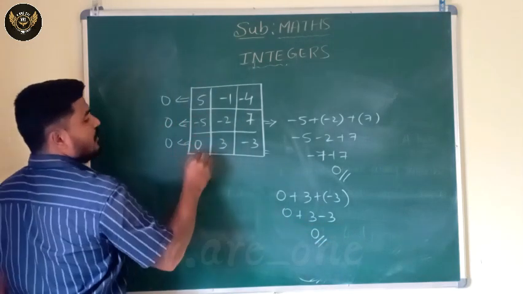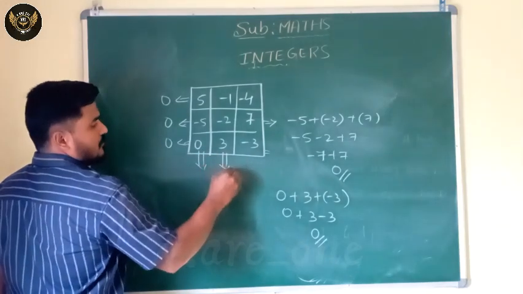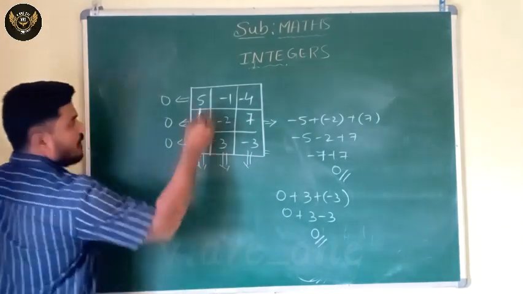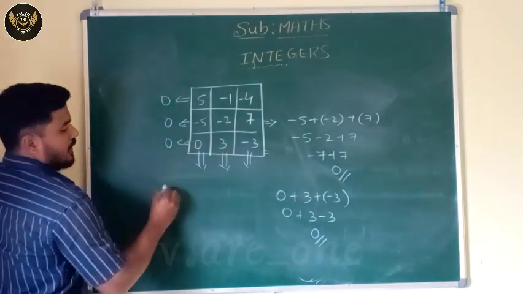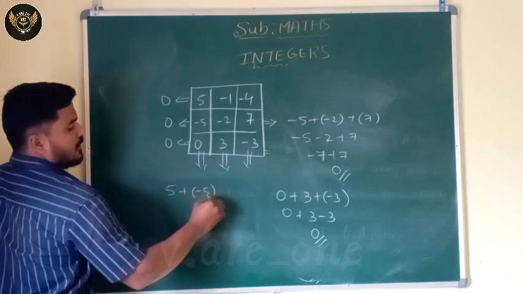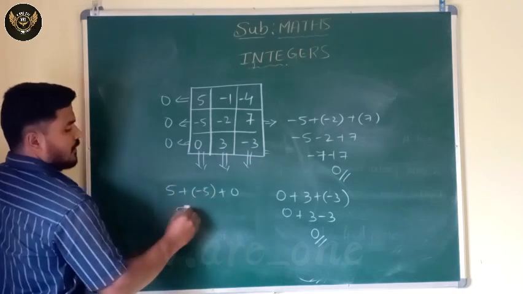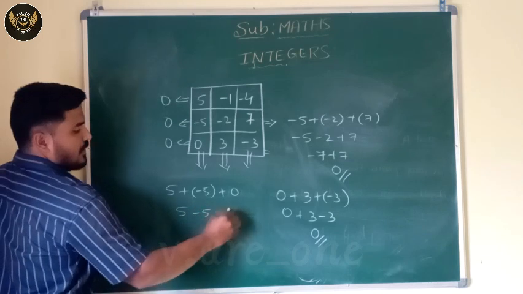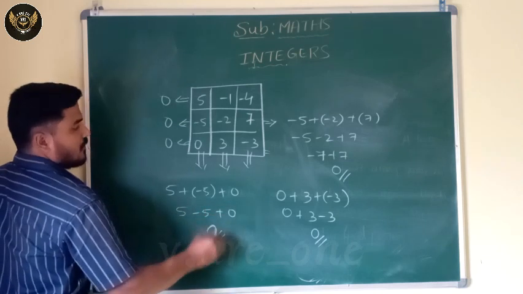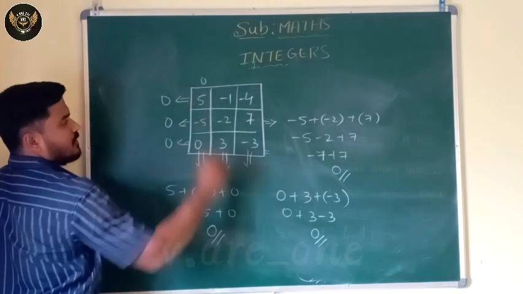Similarly, we can perform this for columns also. See, first column C1, that is 5 plus minus 5 plus 0. That is 5 minus 5 plus 0. 5 minus 5 is 0. The first column answer is also 0.